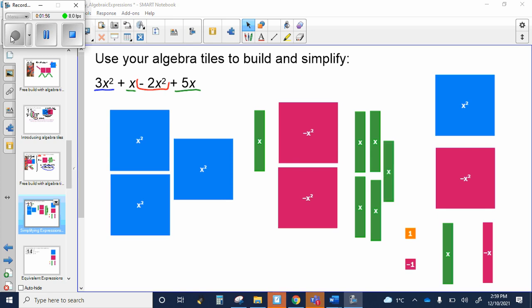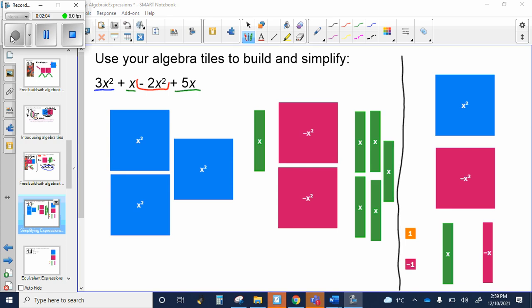Okay, there you go. I'm just going to divide this out so we're not confusing the tile bank from the tiles in the expression. So there we have a visual representation for the area. Basically done. We take 3 x squared, add it to x, add on negative 2 x squared, and then add on 5 more x tiles. Now, that's not it entirely, because look at what it says up here. It says not only to build, but to simplify.